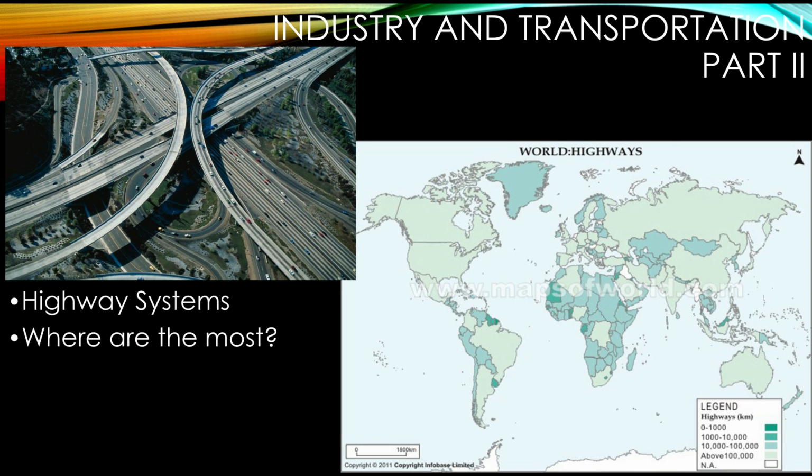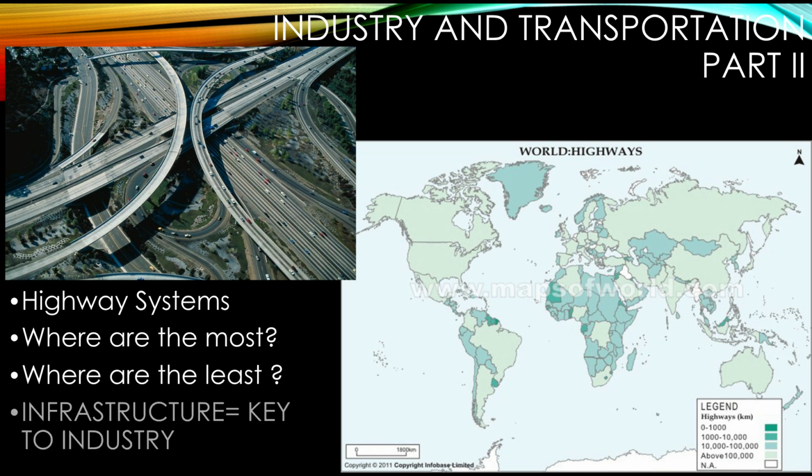One industrial transportation system that we utilize a lot in the United States is highway systems. The lighter something is on this map, the more there is of it. So you notice once again that where industry is, where development is, we have infrastructure and transportation. Where it is not, we have the least amount of those things. And so infrastructure is a key to industry. It doesn't matter how many goods you can create if you can't transport those goods to where they need to be.